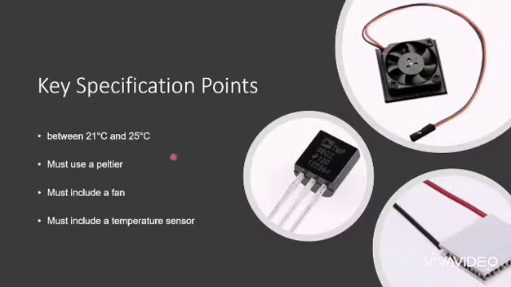There were four main specification points related to the temperature subsystem. These were that the temperature cannot exceed 25 degrees or go below 21 degrees. This was just to allow the coffee Arabica plant to grow, as this was the perfect environment for this. The other three relate to the components, so the system had to use a Peltier device, it had to include a fan, and it also had to include a temperature sensor, as these working together would allow it to cool, heat, and the temperature itself to be read.